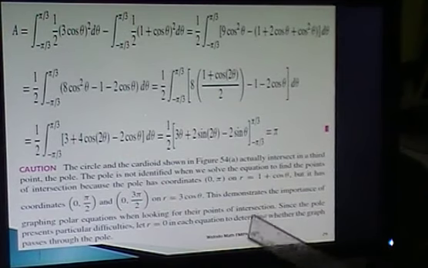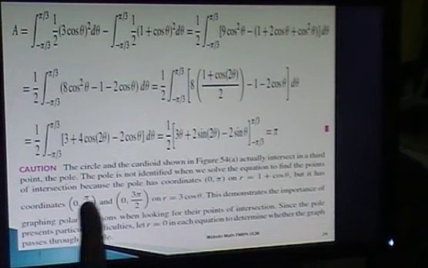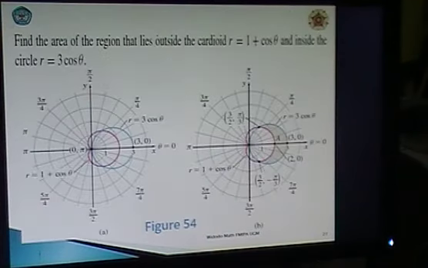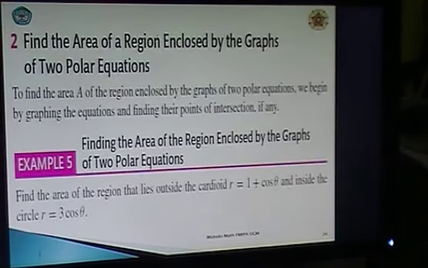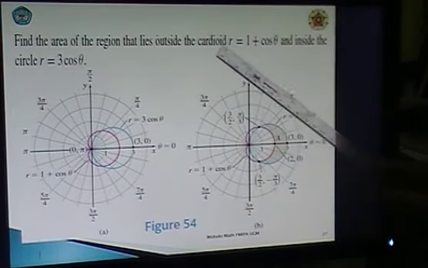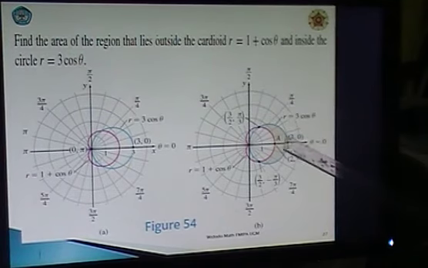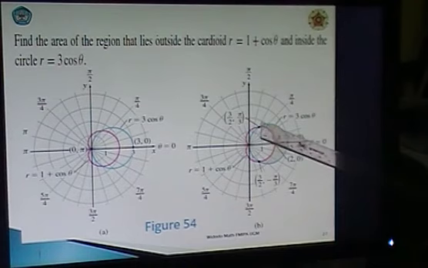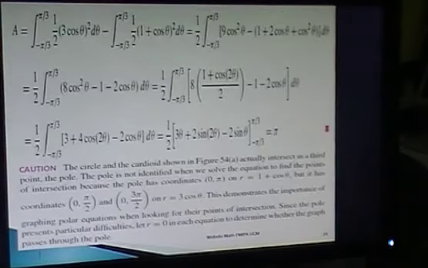Very simple. So the conclusion is that by using the definite integral, the area outside of the cardioid 1 plus cos theta, outside of the red one, and inside of the blue one is equal to pi. That is the example of the area between two curves in polar coordinates.